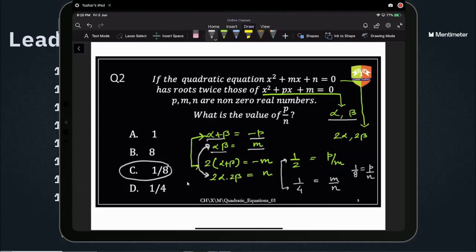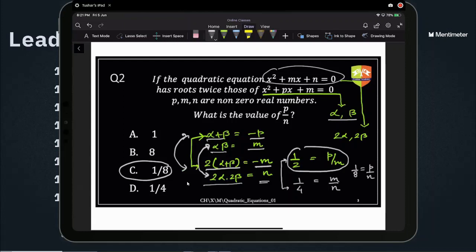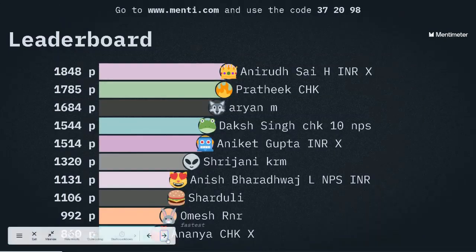Now in the first equation, the roots are twice. So 2 alpha plus 2 beta, sum of roots of the first equation, this one, will be minus b by a, that is minus m. And product of roots 2 alpha, 2 beta is n. Right? And then I simply divided first these two equations. I got half is equal to p by m. Then I divided these two equations. I got 1 by 4 is equal to m by n. I multiplied both the last equations and I got P by n is equal to 1 by 8. I hope this is clear. Let's go to the next question.